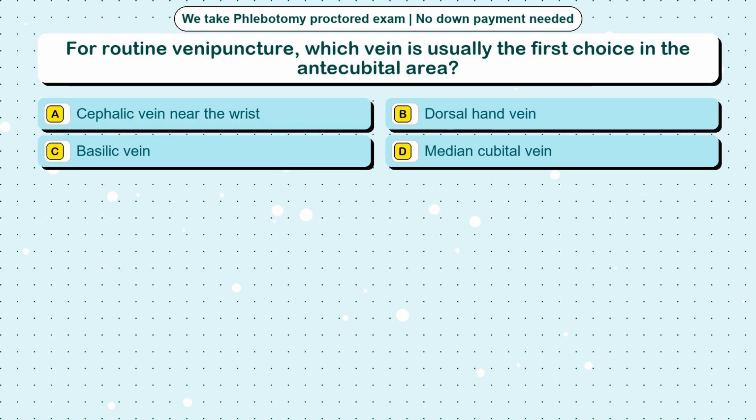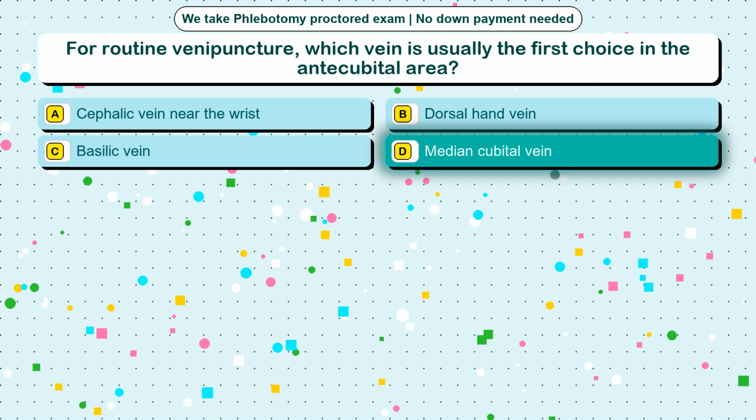Question 56. For routine venipuncture, which vein is usually the first choice in the antecubital area? Option A, cephalic vein near the wrist. Option B, dorsal hand vein. Option C, basilic vein. Option D, median cubital vein. The correct answer is option D, median cubital vein.